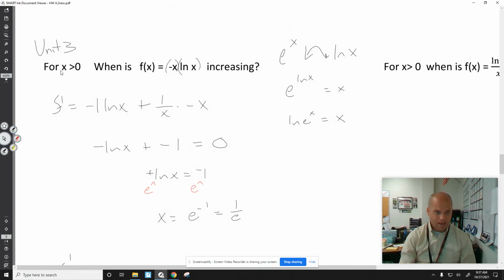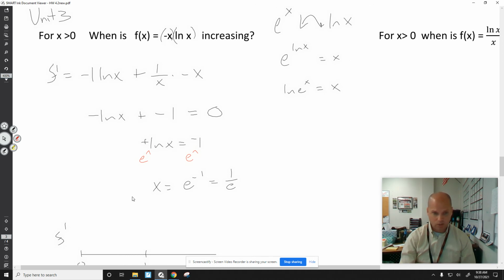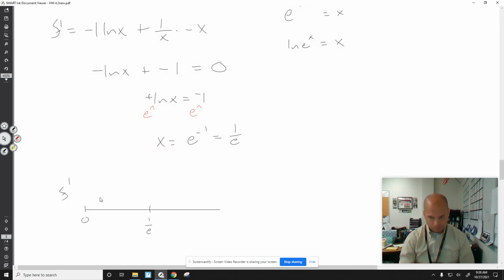Another thing, x is bigger than 0. I'm not allowed to plug in 0 into the log. I'm not allowed to plug in any negatives into log, so I have to start somewhere. Now, how do I test my signs? Okay, well, let's start with our simplified f prime.